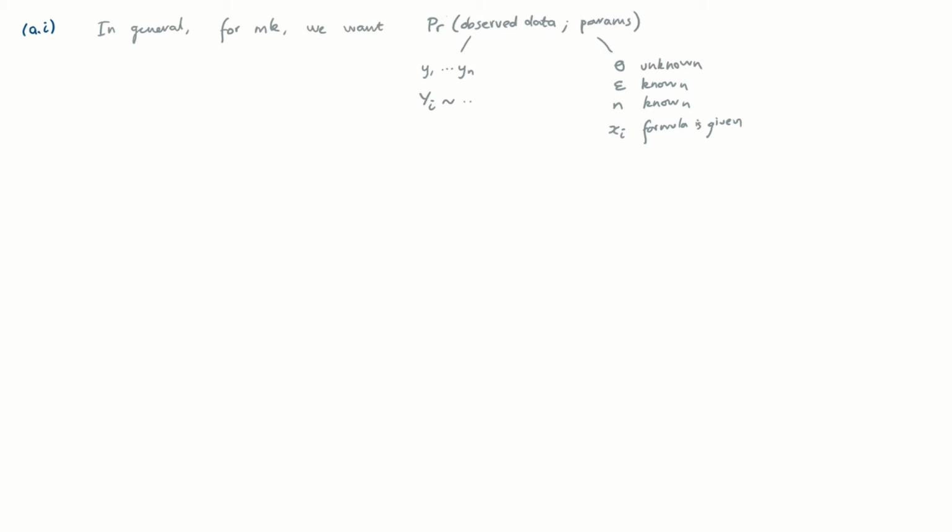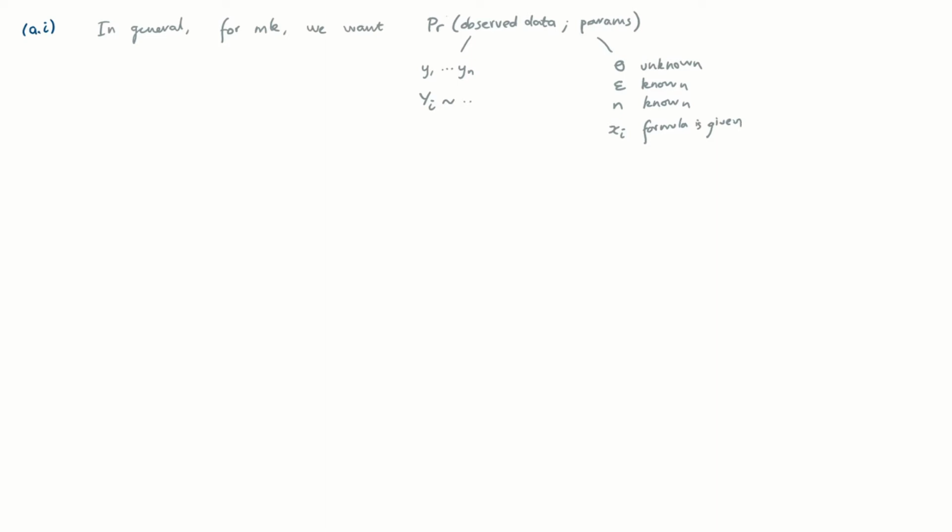And the other symbols that we see in the question text? There's epsilon, which is known. We're told so in the question. There's n, which is known. We're not explicitly told that n is known, but we're told that it's the length of the data set we're given, so surely it is known. And the other symbol in the question is xi, and we're given a formula for it.